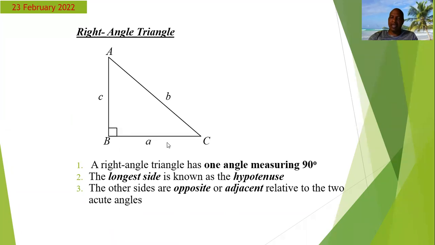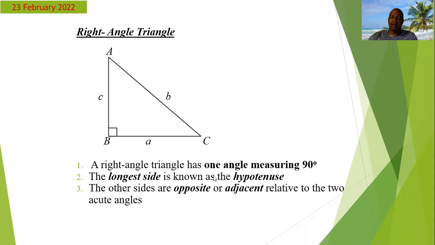In this case, the side a is alongside the angle C, and so we refer to a as being adjacent to the angle C. The side AB, which has a side c, this side c is adjacent to the angle A, in that the side is alongside the angle A. And so we say that c is adjacent to angle A. And so that's how we identify what we refer to as opposite and what we refer to as adjacent.